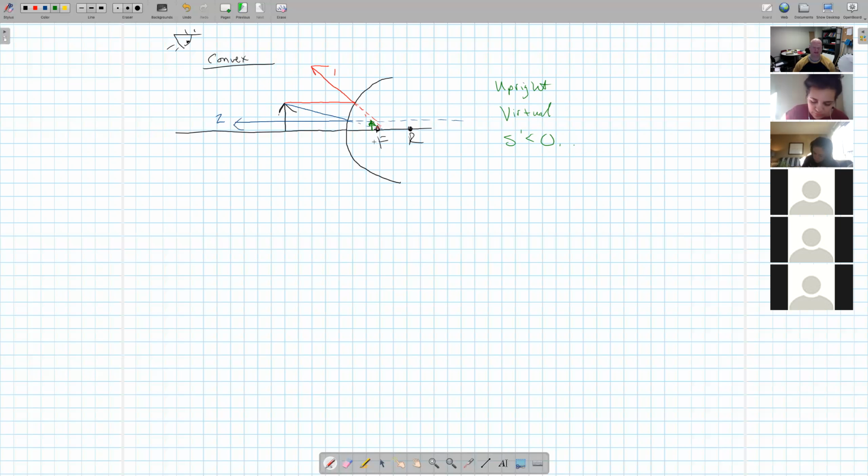So it's behind the mirror itself. In this case, it has a smaller magnification, so it's not going to be as magnified as in the previous case, for case 3. So good. So these are our ray diagrams.